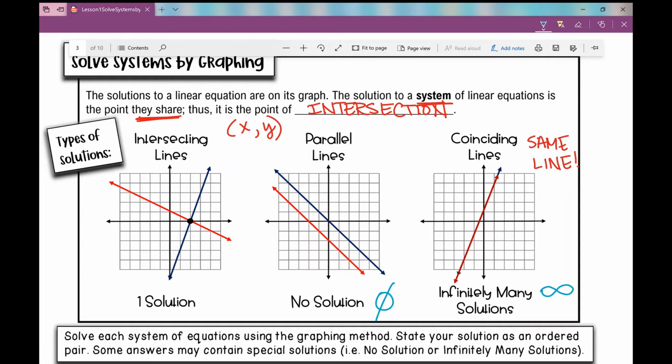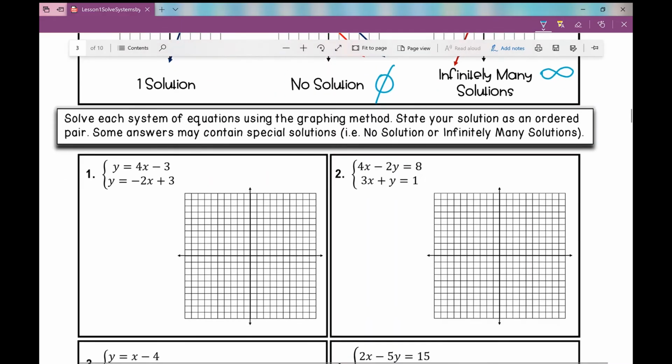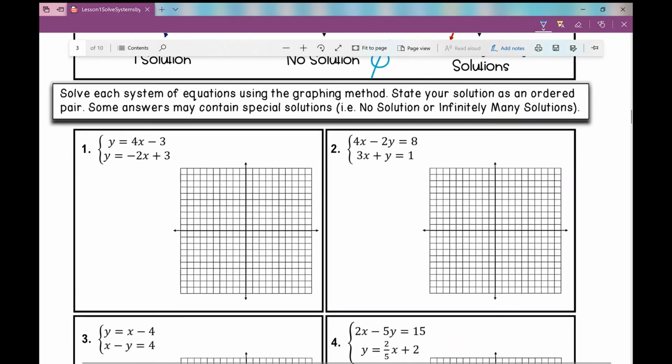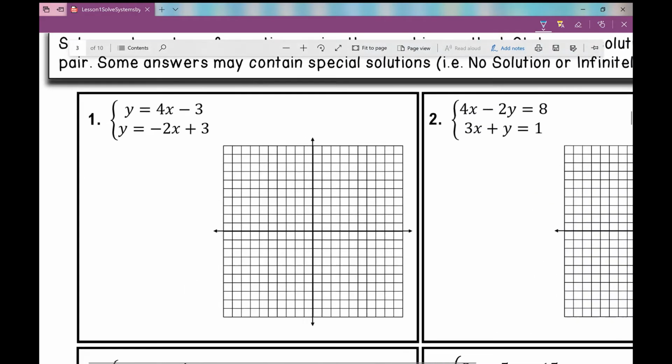A lot of students really get these parallel lines have no solution, coinciding lines have infinitely many solutions. A lot of students get those mixed up. But the more you practice, the better you'll get. So let's look at these 4 examples. Solve each system of equations using the graphing method. State your solution as an ordered pair. Some answers may contain special solutions, which means no solution or infinitely many.